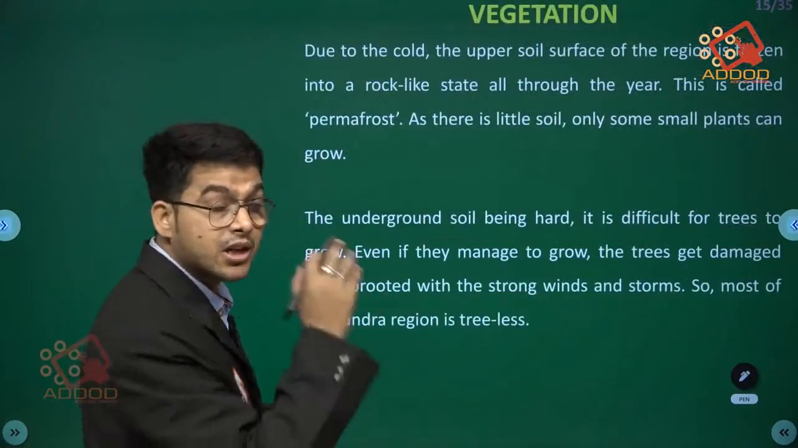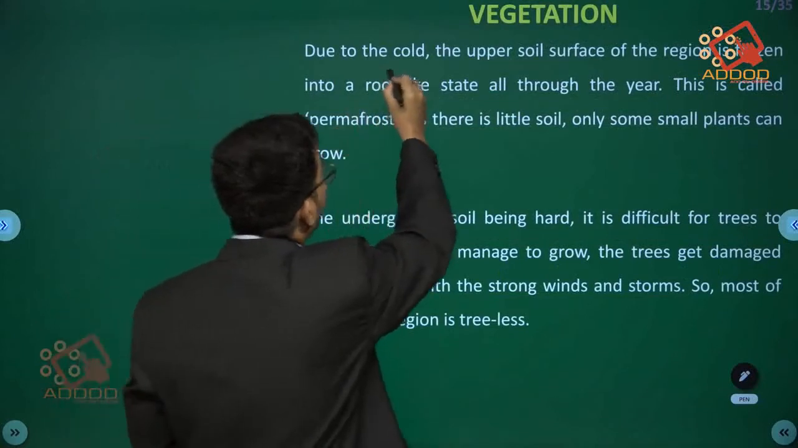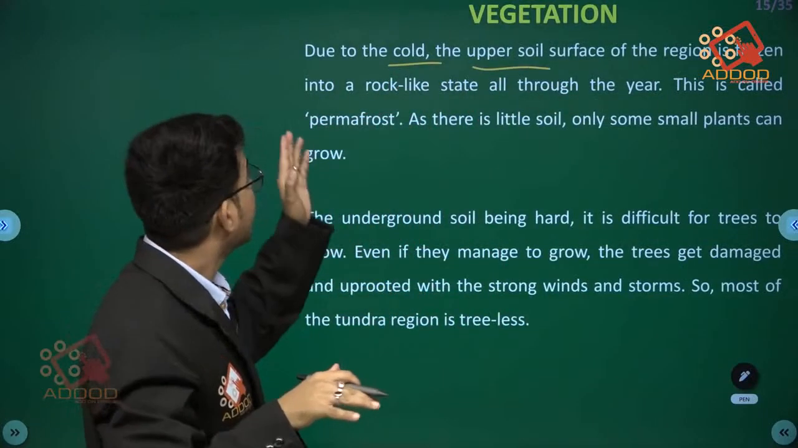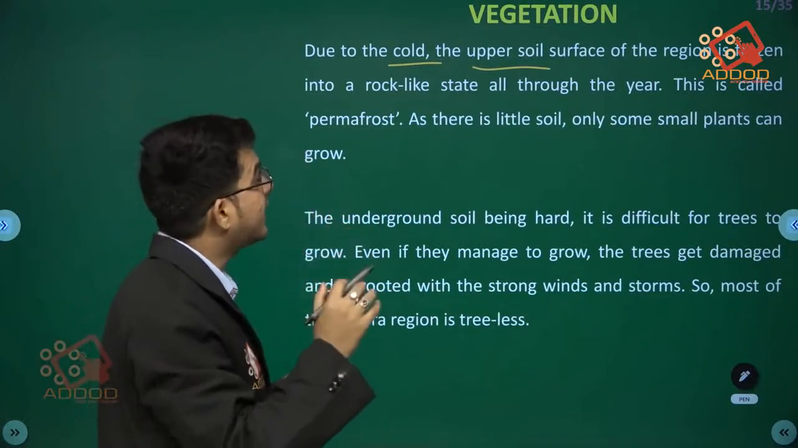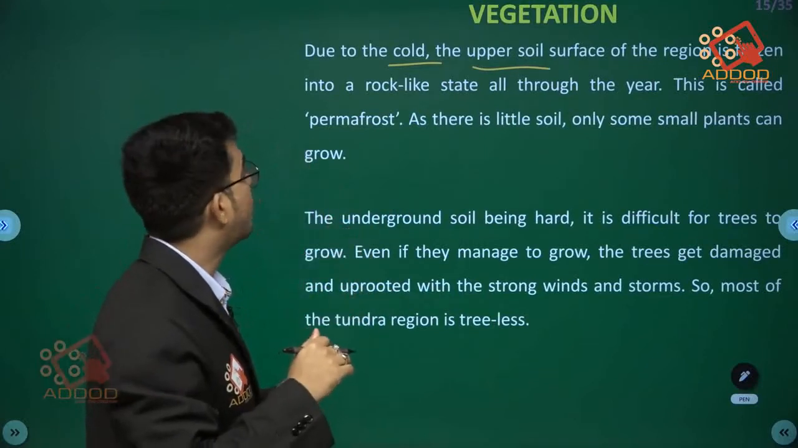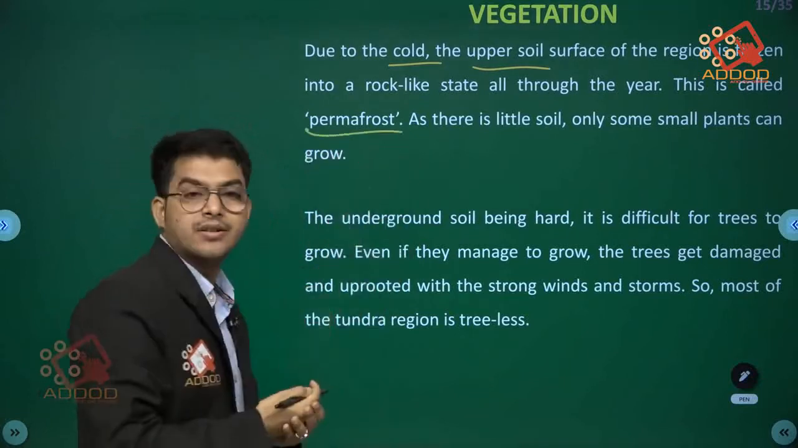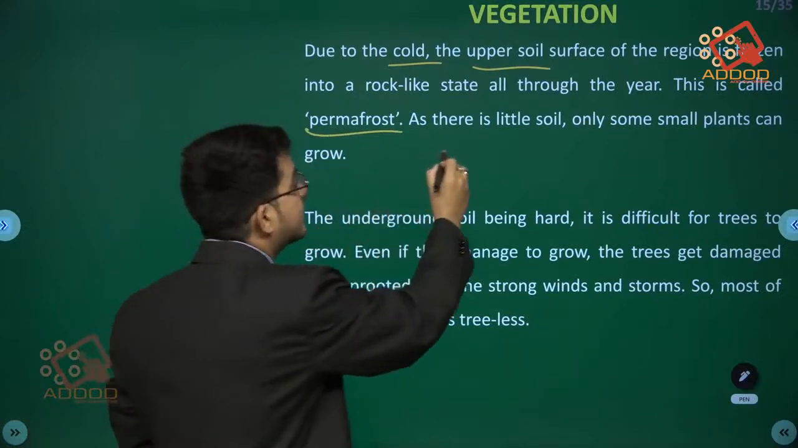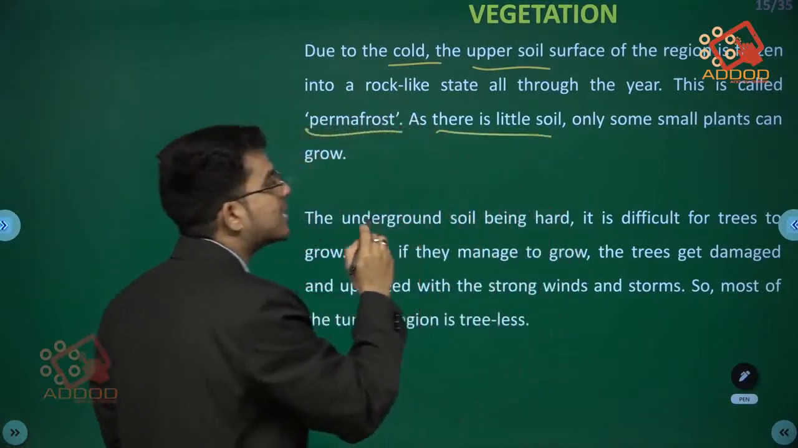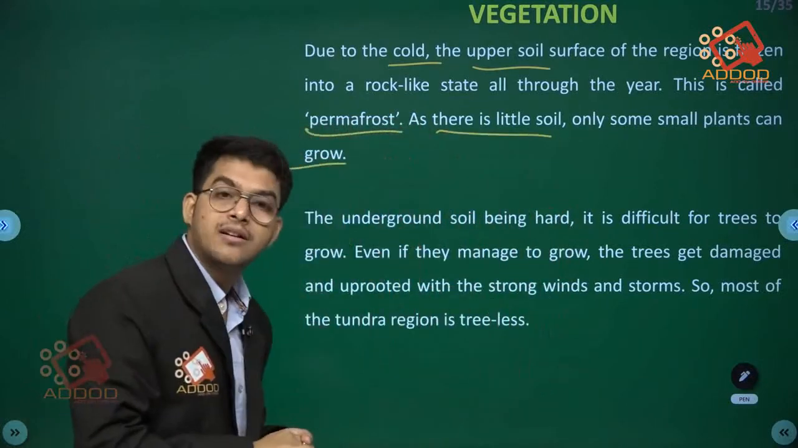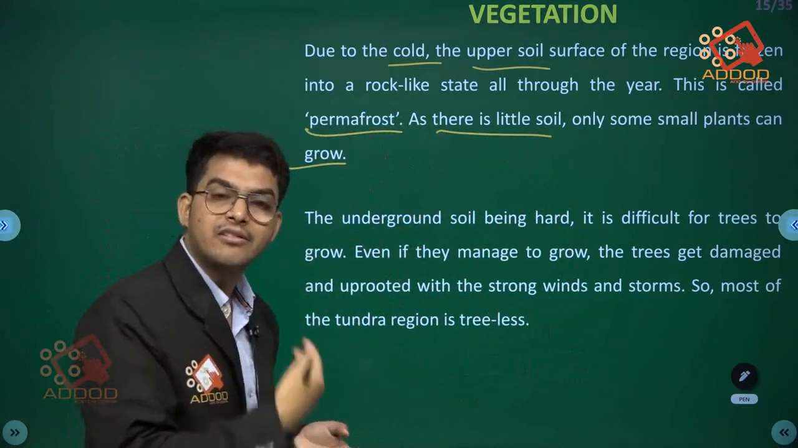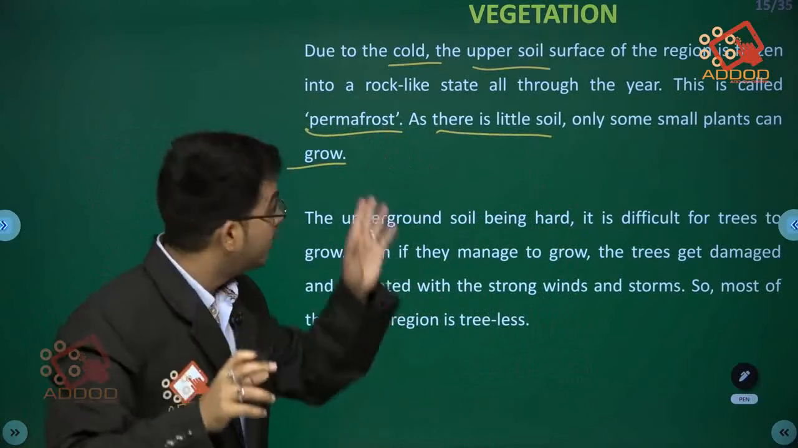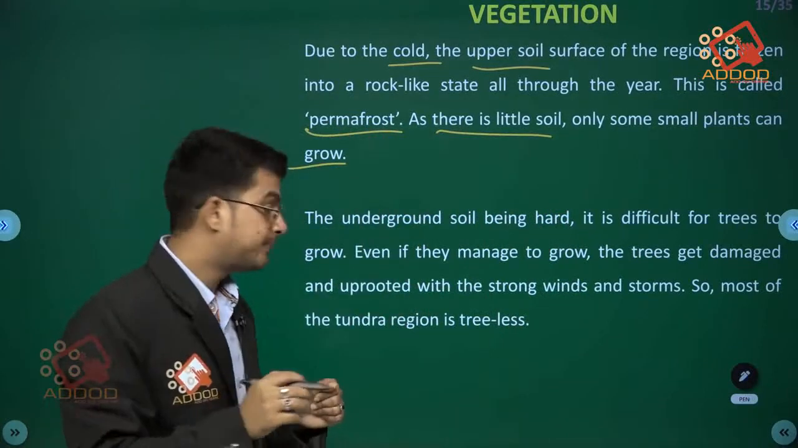Vegetation, let us study about the vegetation. Due to the cold, the upper soil surface of the region is frozen into a rock-like state all through the years. This is called permafrost. What is that called? Permafrost. Okay, with this permafrost, as there is little soil, only some small plants can grow. Not all. We cannot grow rice or wheat like we do here. Only some specific, special kinds of vegetation.